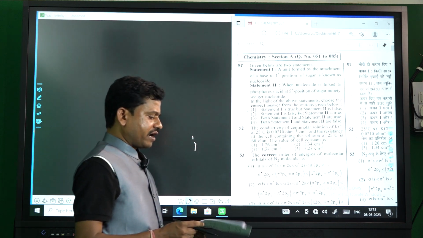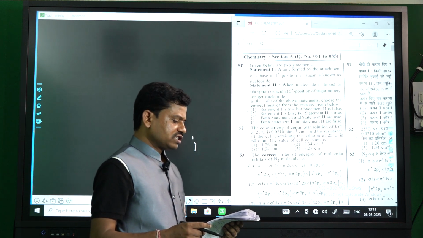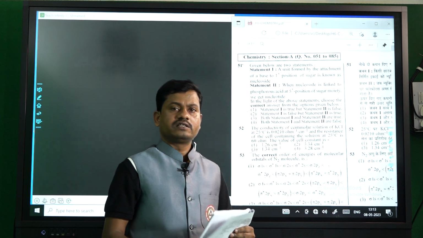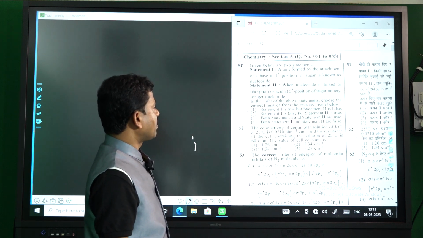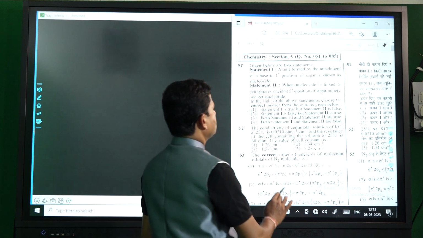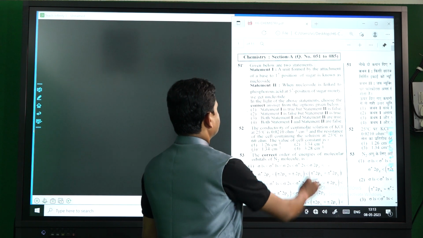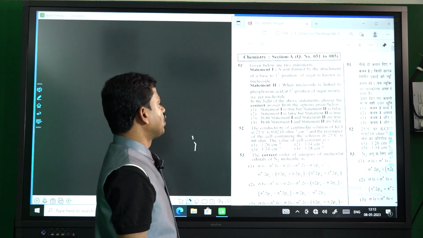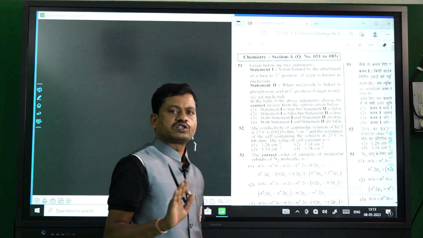A unit formed by the attachment of a base to the 1' position of a sugar is known as a nucleoside. Statement 1 is completely correct. Statement 2: when a nucleoside is linked to phosphoric acid at the 5' position of a sugar moiety, we get a nucleotide. That statement is also correct.